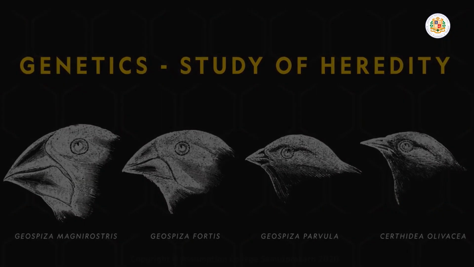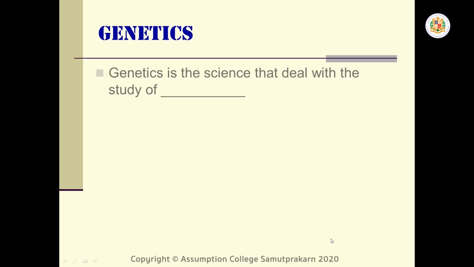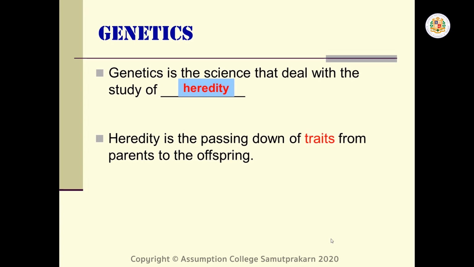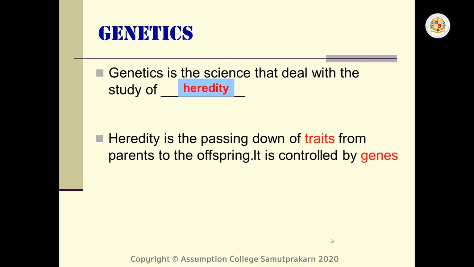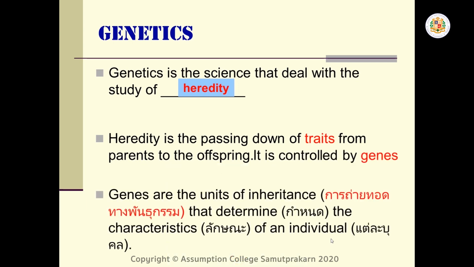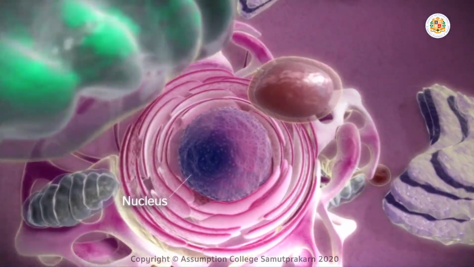Genetics. Genetics is a science that deals with the study of heredity. Heredity is a passing down of traits from parents to the offspring. This passing down of traits is somehow controlled by the basic unit which we will call genes. Genes are the units of inheritance that determine the characteristics of an individual.